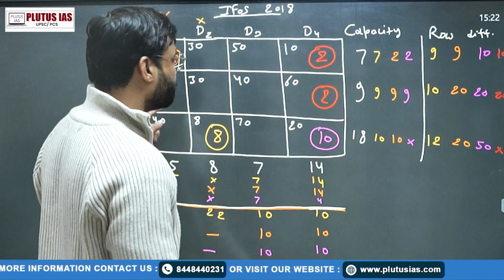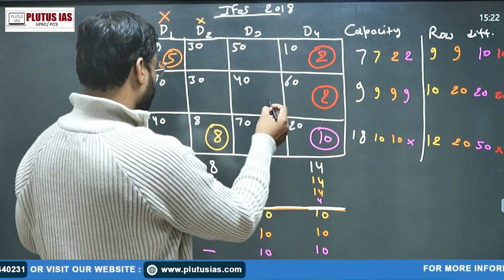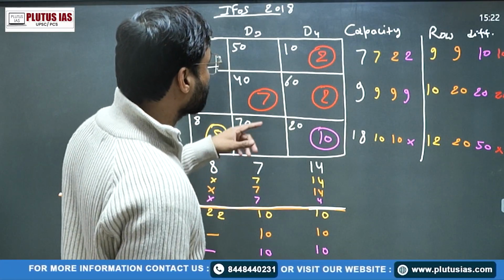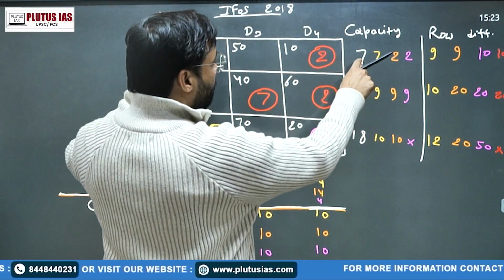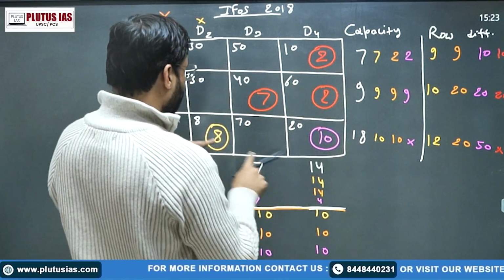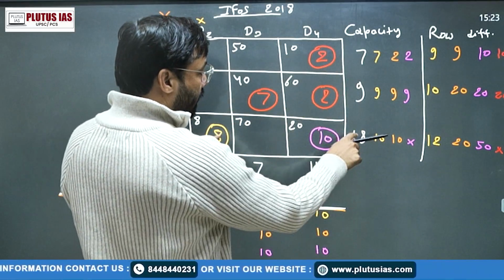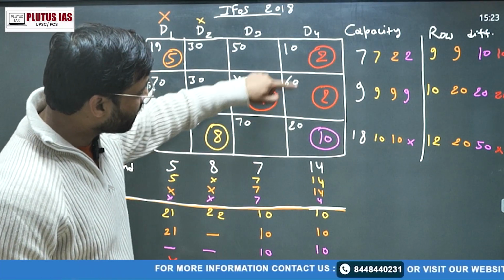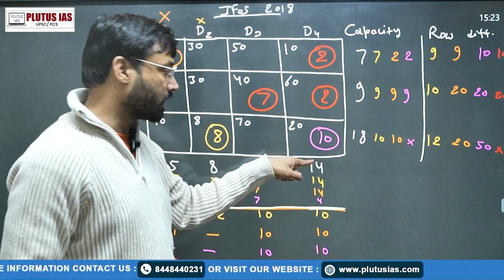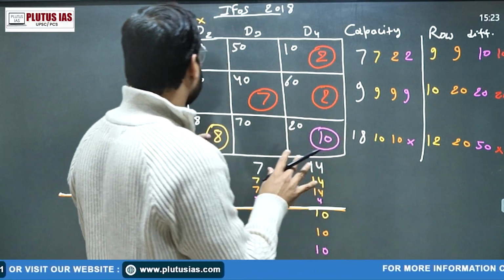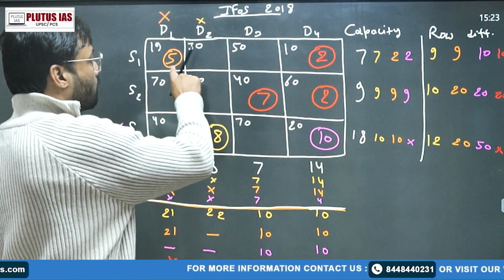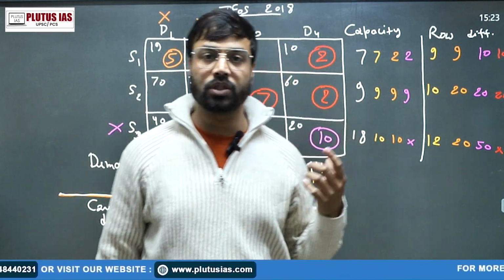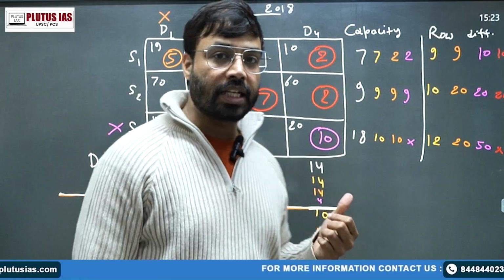Now what remains? 7 remains, so we can allocate the 7 here, and now everything is done. So just check it. 5 plus 2, 7, that's done. 7 plus 2, 9, 10 plus 8, 18. Now column wise 5, this is 8, here 7, and now 2 plus 2 is 4 and 10 is 14. So now this is balanced, and this is the initial feasible solution. 1 2 3 4 5 6. These 6 are the initial feasible solution of this TP by Vogel's approximation method.